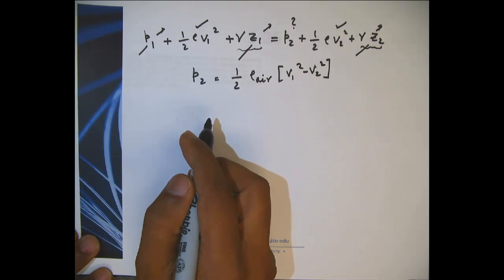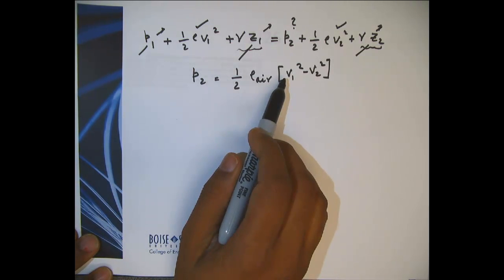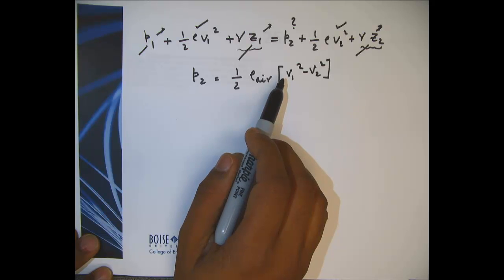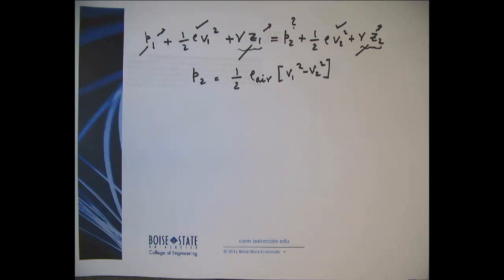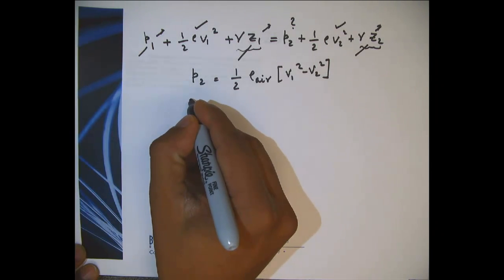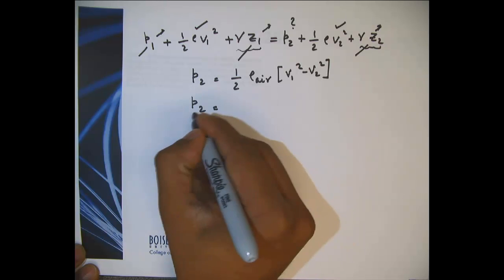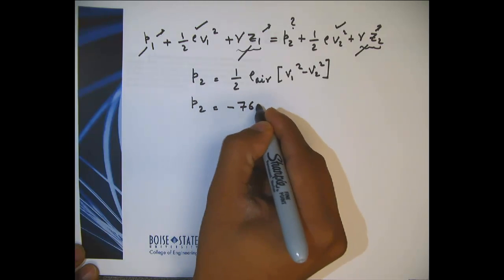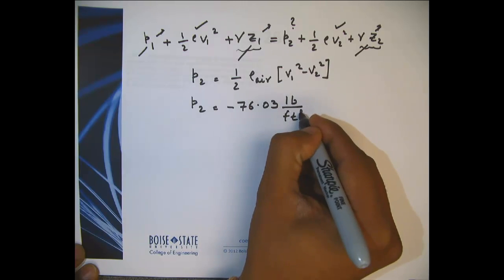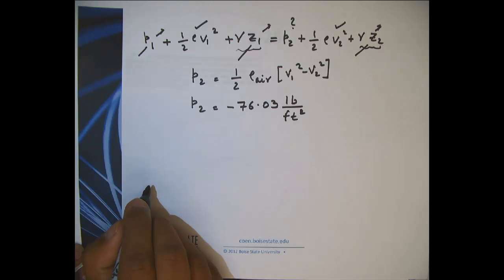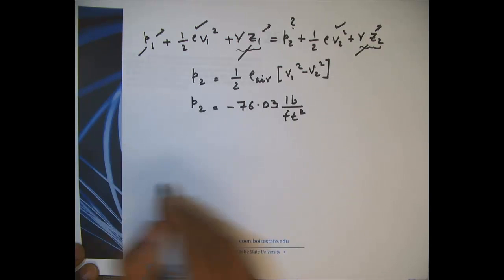Make sure before you plug in your numbers, convert the velocities from miles per hour to feet per second, and tables 1.3 and 1.4 at the back of your book will have these conversion units. Use the appropriate units, and you should get P2, which is in gauge, to be negative 76.43 pounds per square foot. So we determined the suction pressure at point 2.